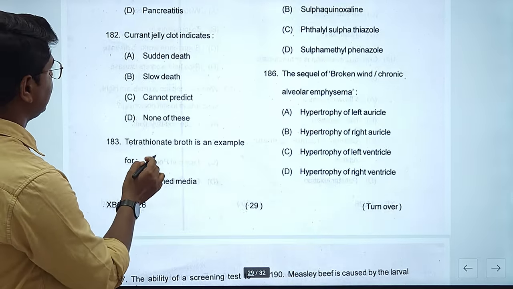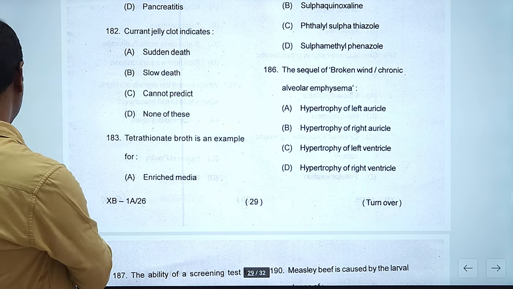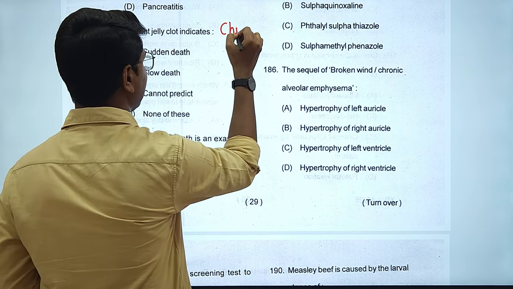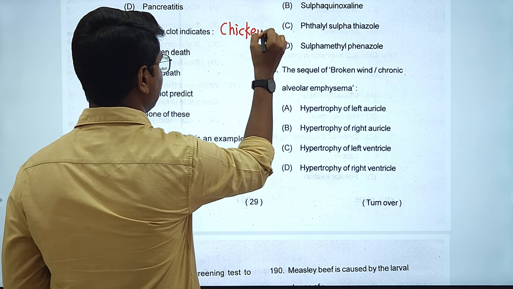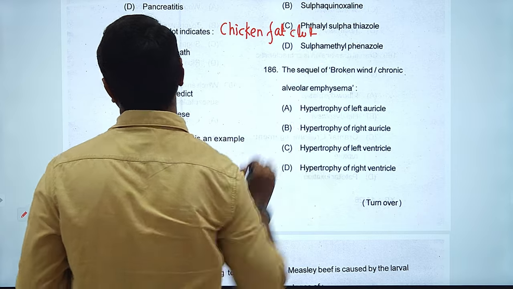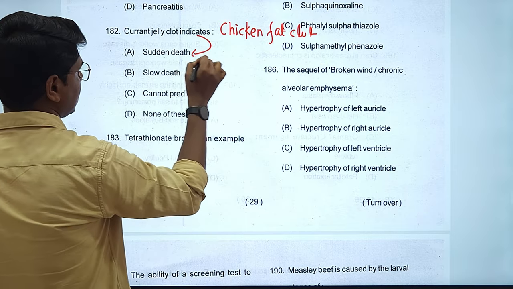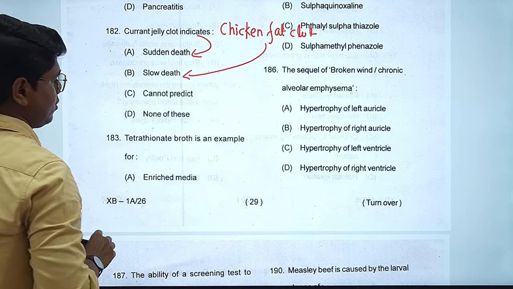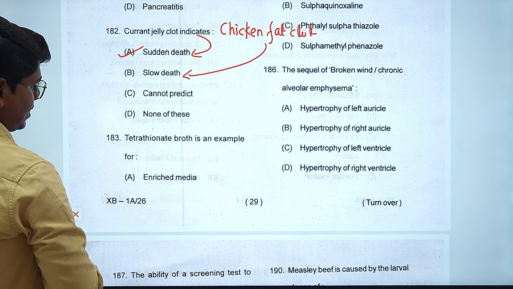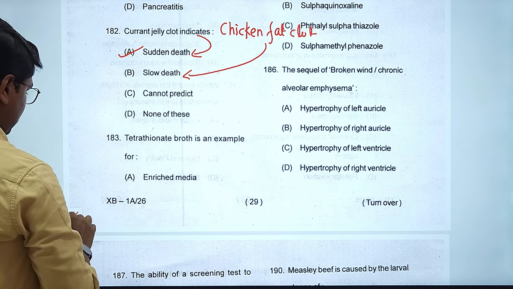And 82, current jelly clot indicates. You see, postmortem clot is of two types, current jelly clot and one other is chicken fat clot. Current jelly clot is related to sudden death. Chicken fat clot is related to slow death. Answer is sudden death.